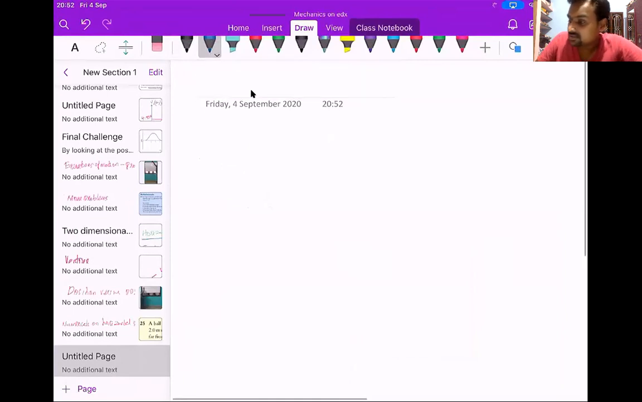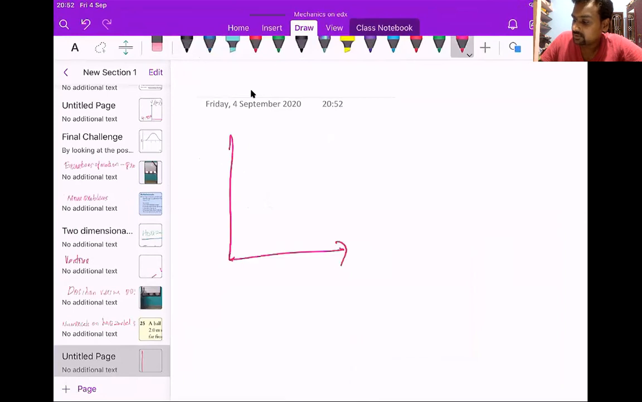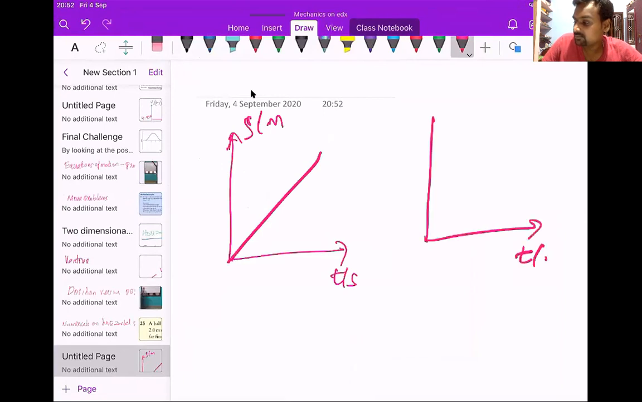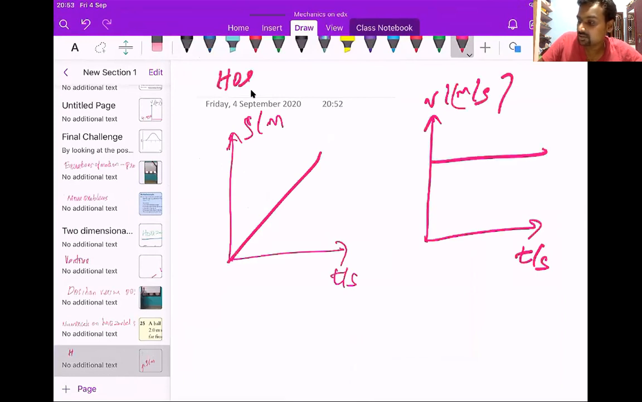So across the position time graph, the position time graph is actually going to be a straight line, because remember, in the horizontal direction the velocity is constant, right? In the velocity time graph, the velocity in the horizontal direction is constant, right?